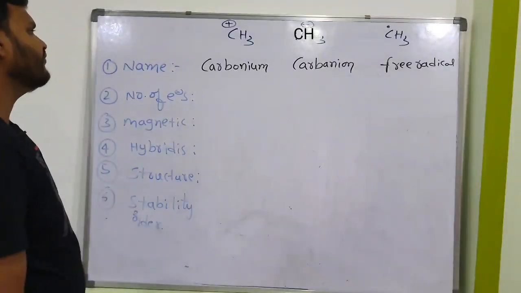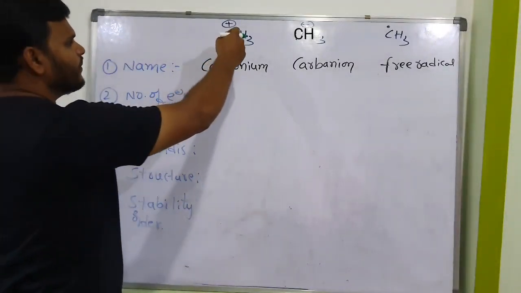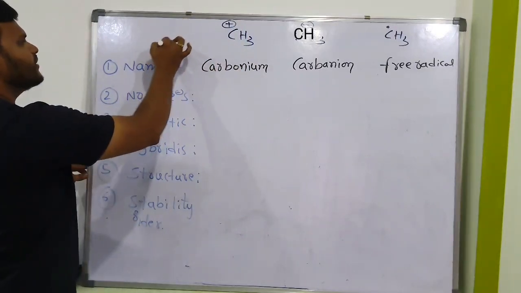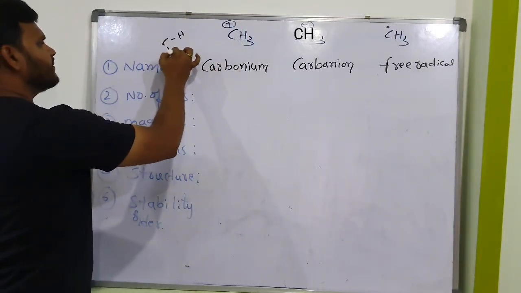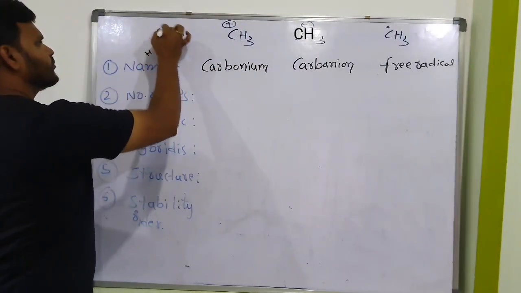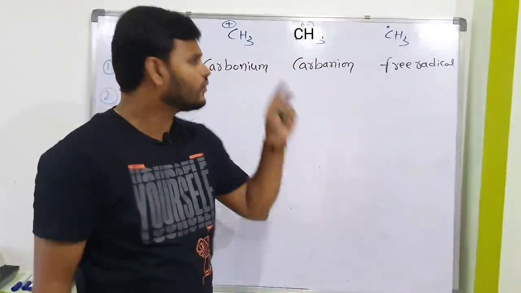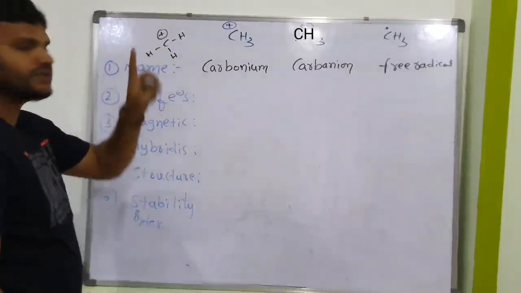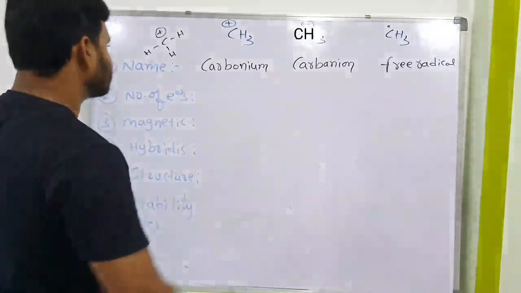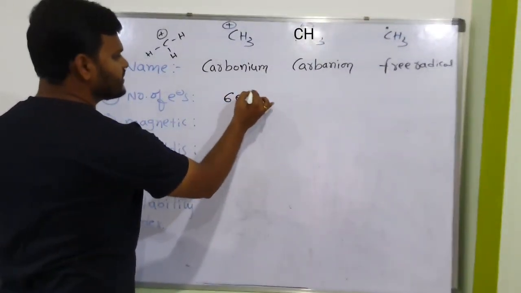Okay, number of electrons. How many electrons does CH3 plus contain? Just look at the board. This is the structure of CH3 plus. In chemistry, one bond equals 2 electrons. Here, total how many bonds? 1, 2, 3, so 3 bonds. 3 into 2 is 6 electrons. So 6 electrons.